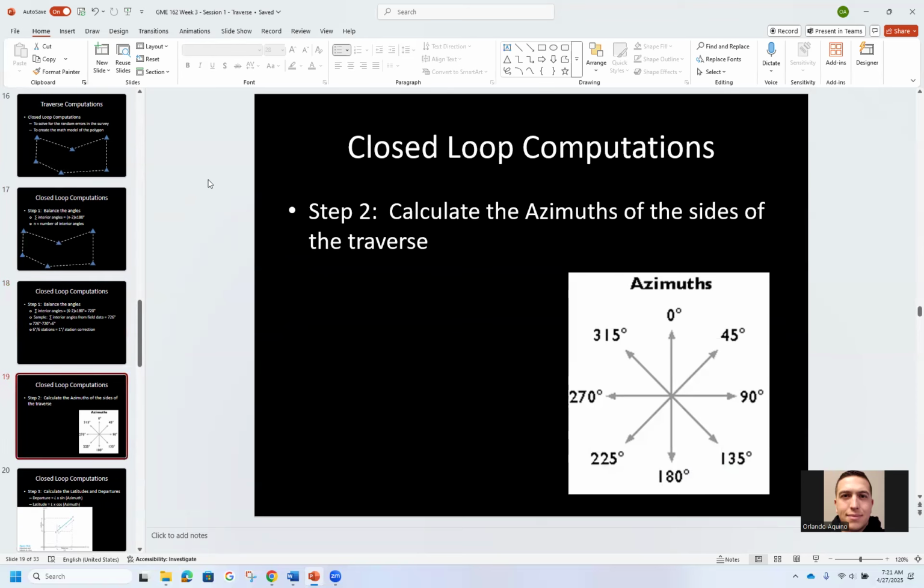So again, we'll calculate the azimuths of the sides of the traverse. Depending on the project itself, if you're actually coming off of GNSS coordinates, your northing is most likely going to be the correct way. If you're using just a total station and you're just setting it to 0, then your north, or your 0, is going to be set to wherever you set your 0.